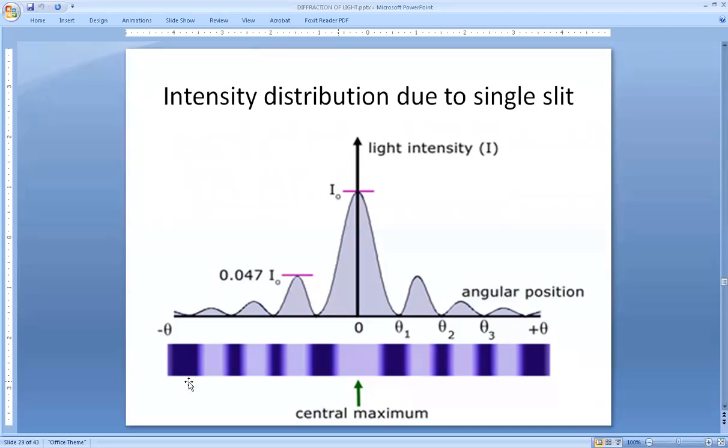So this is the discussion of Fraunhofer single slit. The questions can be: discuss the Fraunhofer single slit with the necessary mathematics, or derive the expression for the intensity distribution due to a Fraunhofer single slit. These are the possible questions, so please try to analyze these things.